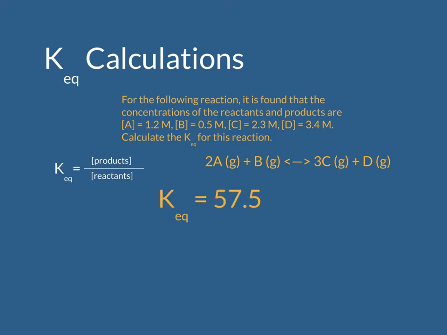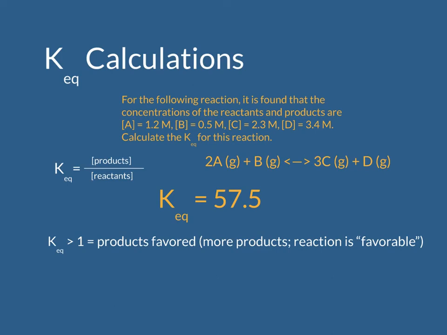So what does a KEQ of 57.5 actually mean? Why are we calculating KEQ in the first place? Well, from this ratio of products to reactants, we can actually determine whether we have more products or reactants in a reaction at equilibrium, whether our products are favored or our reactants are favored. If our KEQ is greater than 1, then our products are favored, or we have more products at equilibrium and our reaction lies to the right.